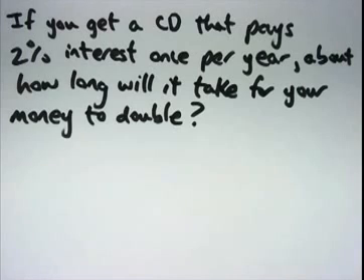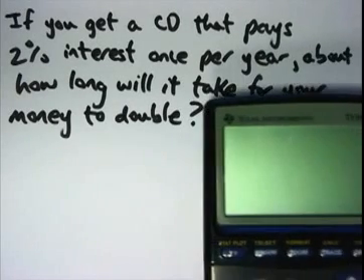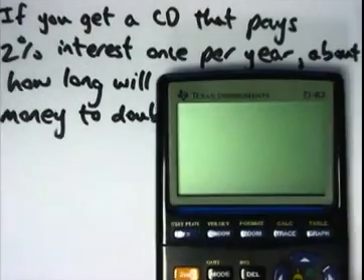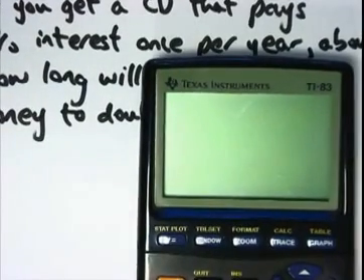Alright, so this says if you get a CD, a certificate of deposit, that pays 2% interest once per year, about how long will it take for your money to double? I'm going to use a calculator and do a little experimentation. Zoom in here. It's kind of far away sometimes.